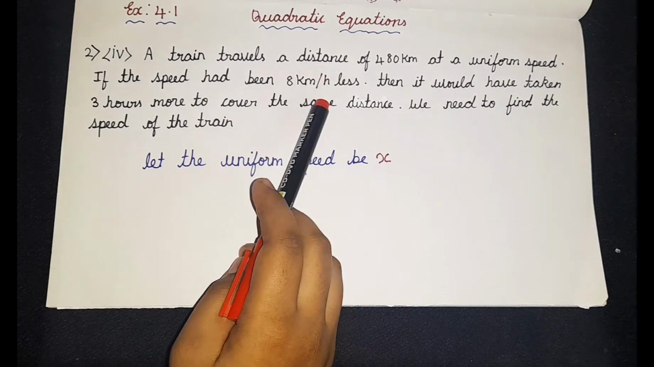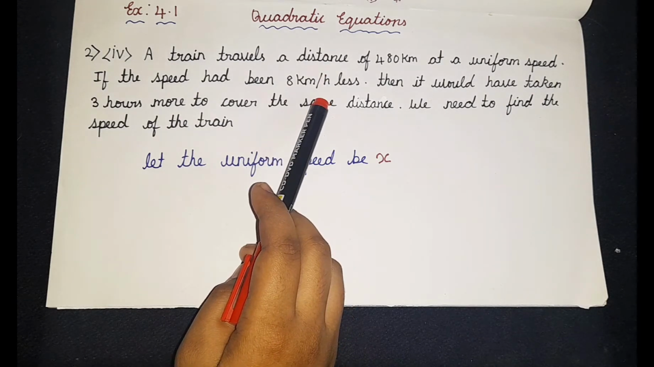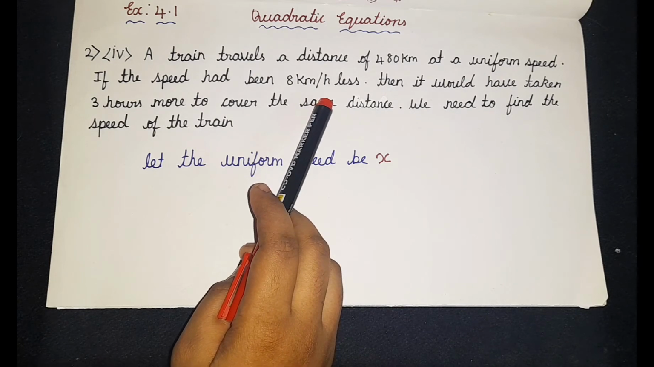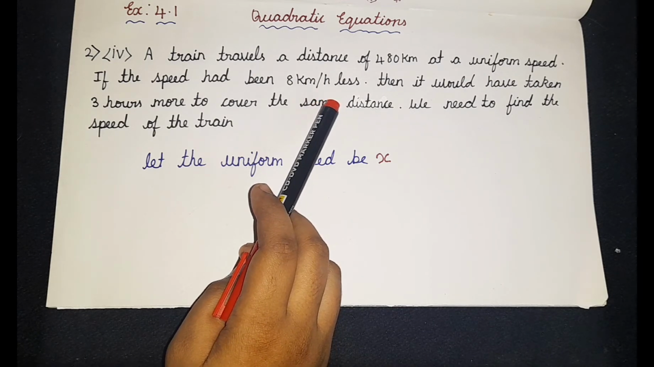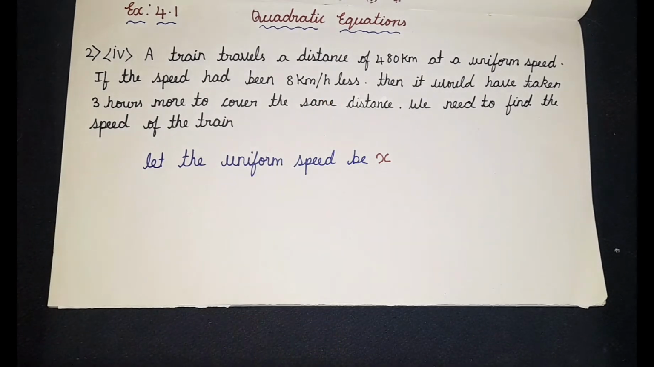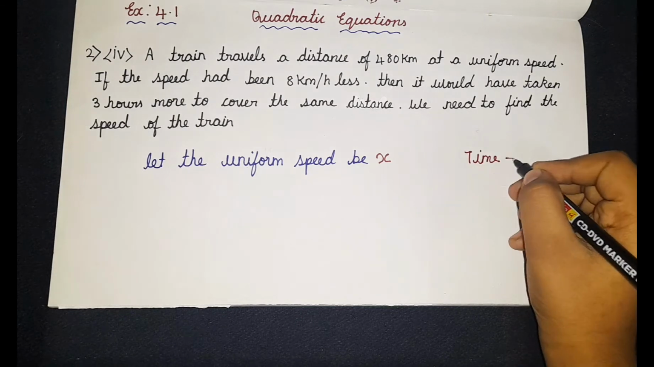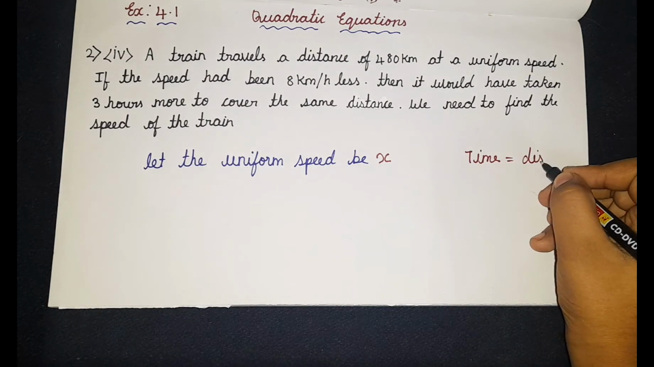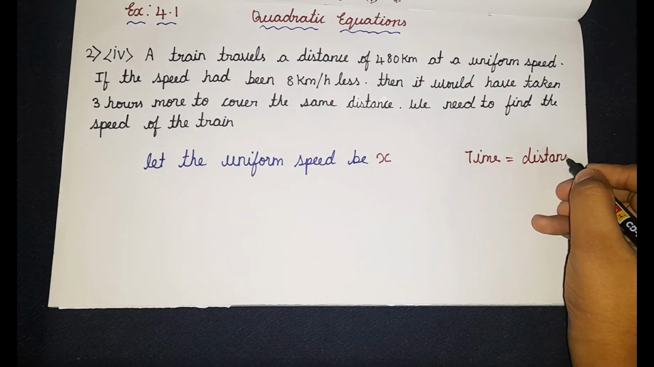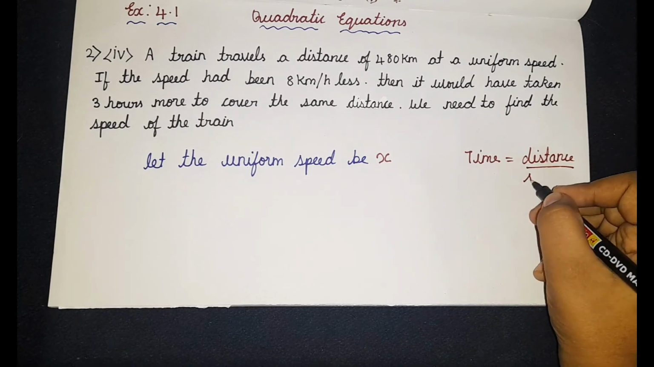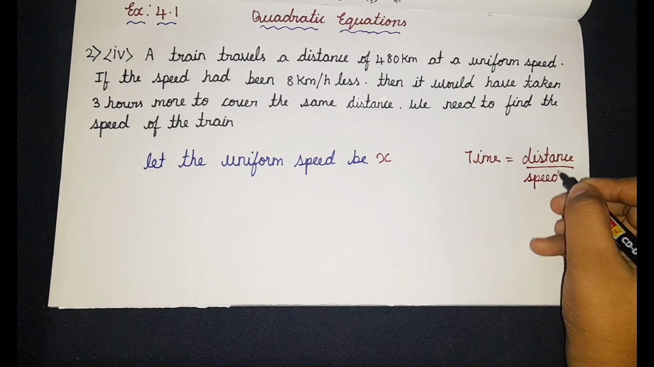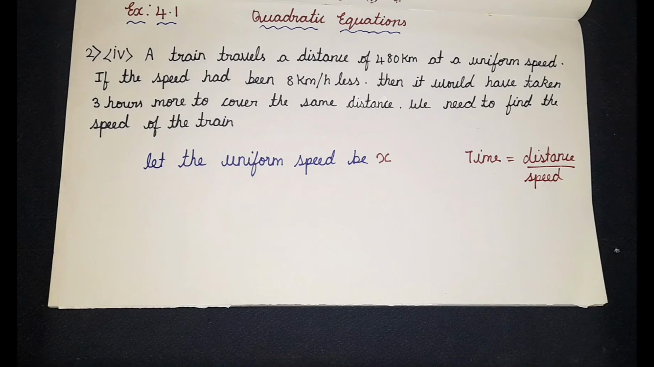When you look at this question, you can think that there is a formula for it, because everything is about speed, time and distance. So we can just apply the time formula. As you know, time is equal to distance by speed. Am I right? So this is the formula, and you should learn it. Time is equal to distance by speed.